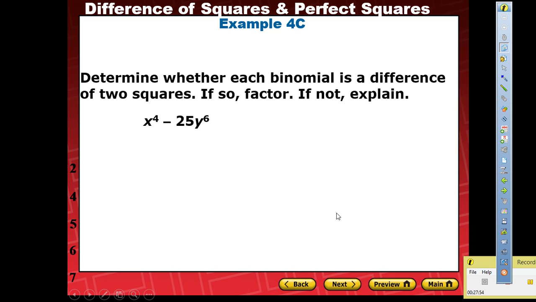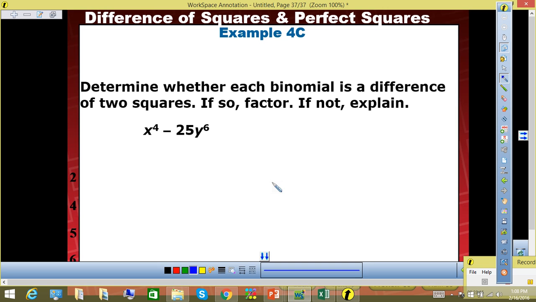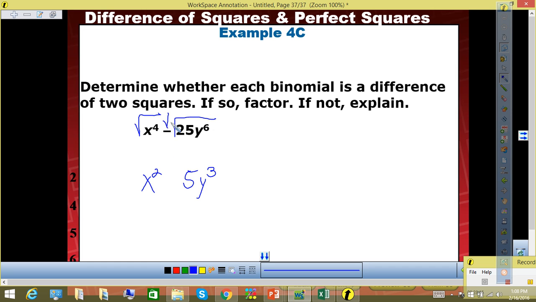x to the 4th minus 25y to the 6th. Okay, so the red flag is what? It's a binomial, right? Does it have a subtraction? Yes. Let's check to see if we can get the square root of the first. Square root of the first: x squared. Square root of the last: 5y to the third. And since it does have a subtraction, therefore my factors are x squared plus 5y cubed and x squared minus 5y cubed.